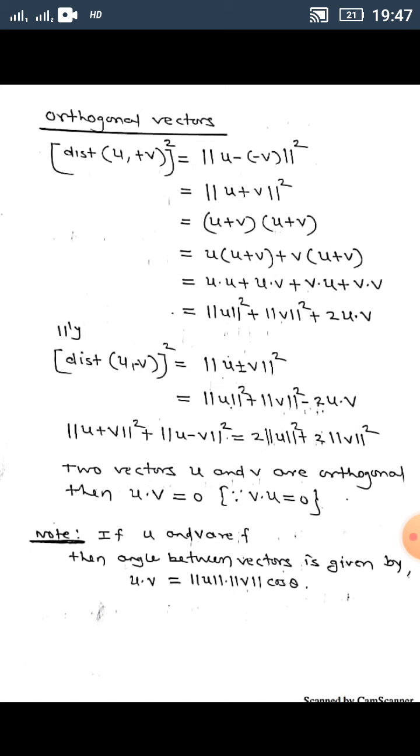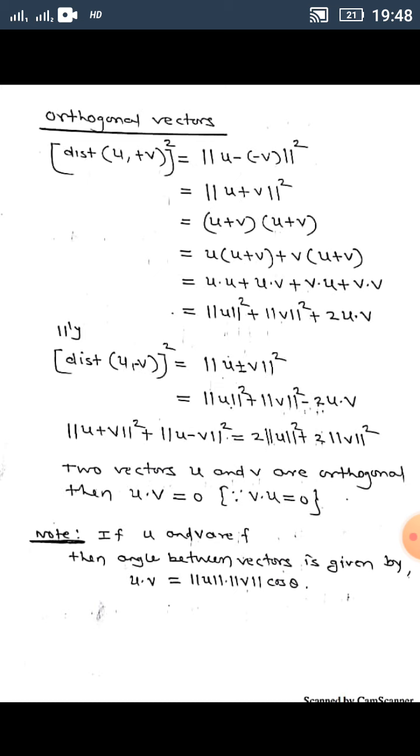Norm of u plus v squared, we can write as the product of two vectors, that is u plus v into u plus v. So u will multiply with the two elements inside, u into u plus v, plus v into u plus v. So again, u into u plus v into v plus v into u plus v into v. So u into u is norm of u squared. u into v and v into u are the same, commutative, so we can write 2 times u into v, and v into v is norm of v squared.